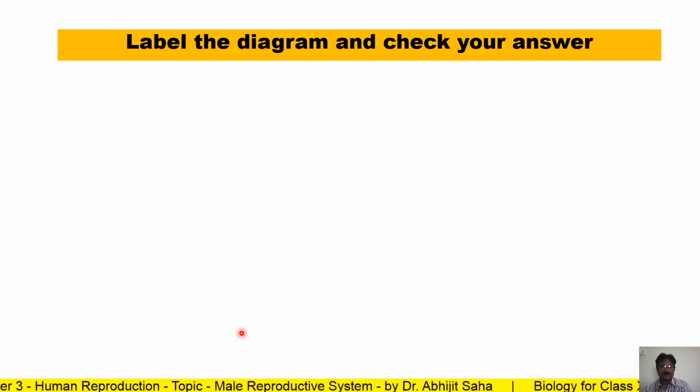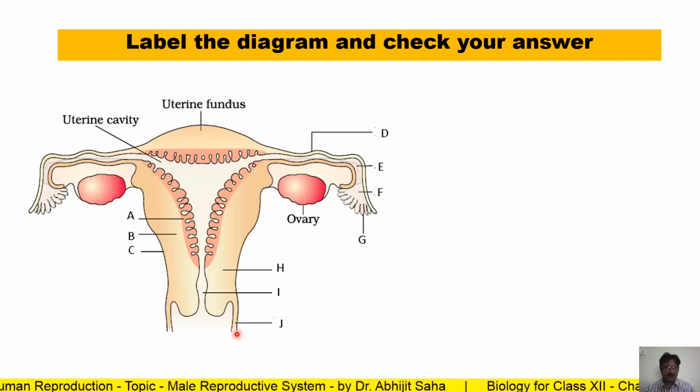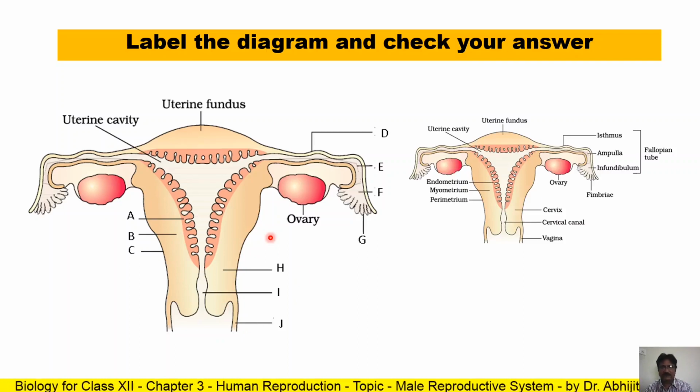Now here I am giving you one diagram. Try to label this. We have already discussed this diagram in detail. A, B, C, D, E, F, G, H, I, J. These are the parts to be labeled here. Don't expect that you will be given all 10 parts in a test. You may be given any 3, maybe more also. But you should be able to label all the parts. Here comes the answer. Now you can compare what you have written with the answer here.